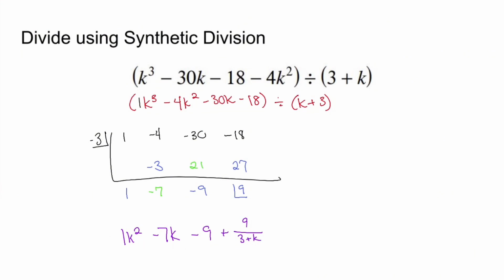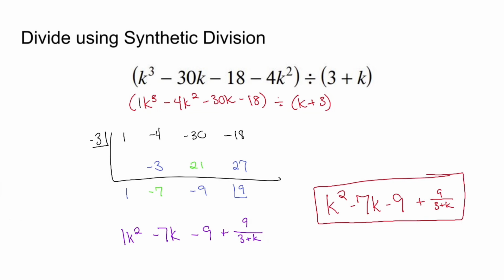So if I wanted to, I can rewrite this out as this, because 1k squared is useless. k squared minus 7k minus 9 plus 9 over 3 plus k. It's all good. It's all the same. That's going to be our guy, and we are going to be done.